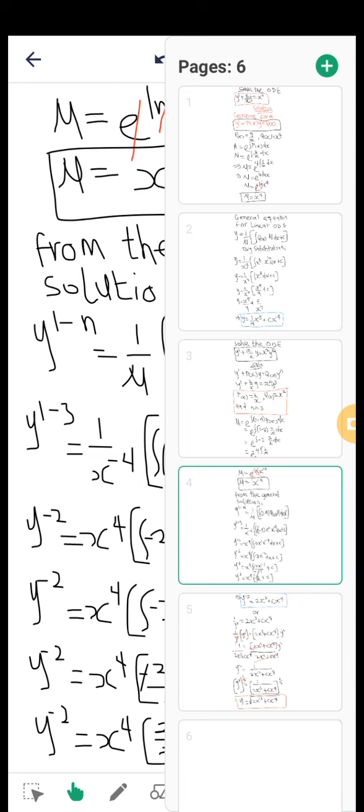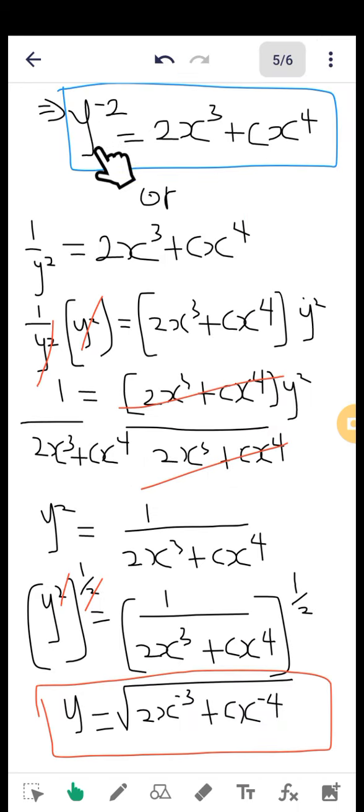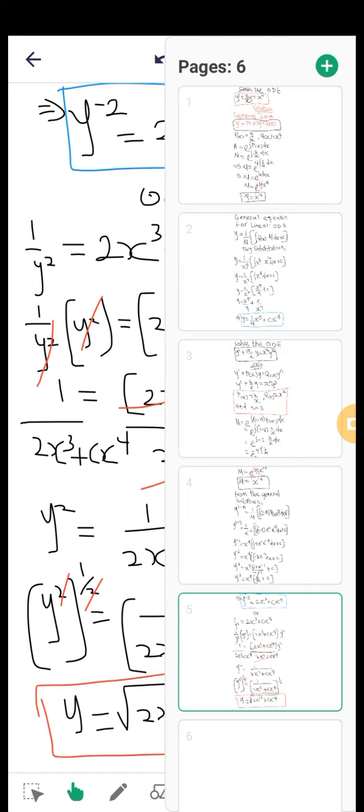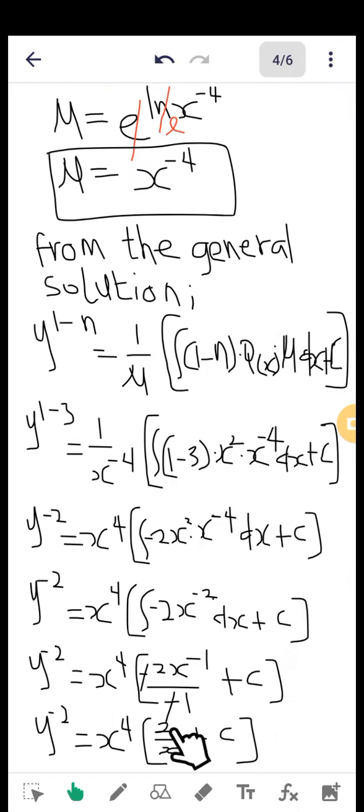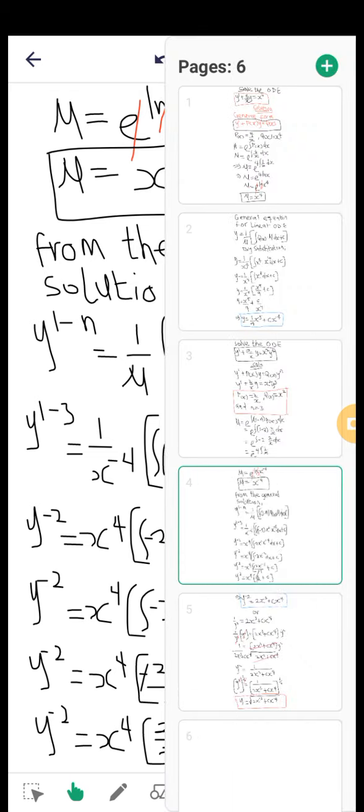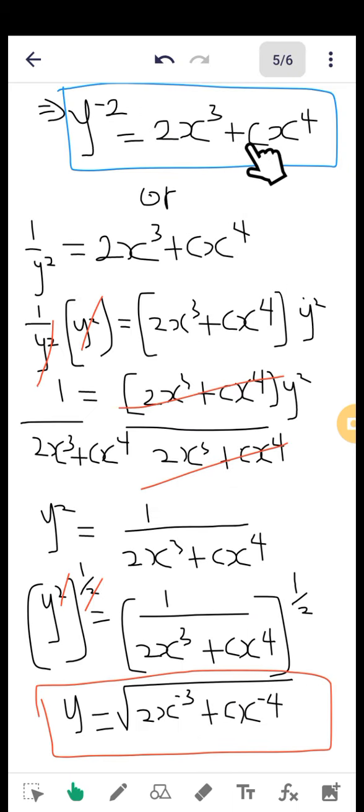So my y exponent minus 2 is equal to, we are trying to multiply this whole equation by x exponent 4. So we multiply x exponent 4 by 2 over x. One of the x is going to cancel one of the x exponent 4. So we're going to get 2x exponent 3. So that's how we had 2x exponent 3 plus cx exponent 4.